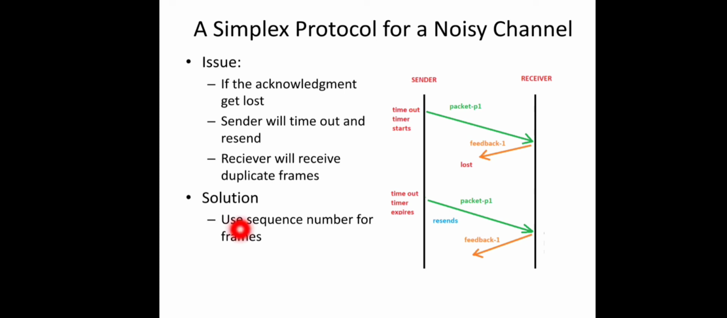The solution is using a sequence number. Each data frame will be sequentially numbered. Just two consecutive frames have such issues, right? So we can have just a single bit as the sequence number. The first frame can be numbered as 0 and the second frame can be numbered as 1. So using sequence numbers we can solve this issue.